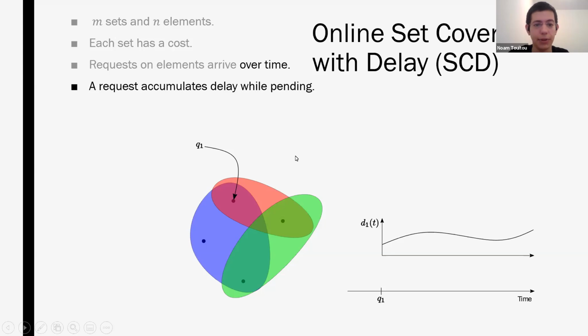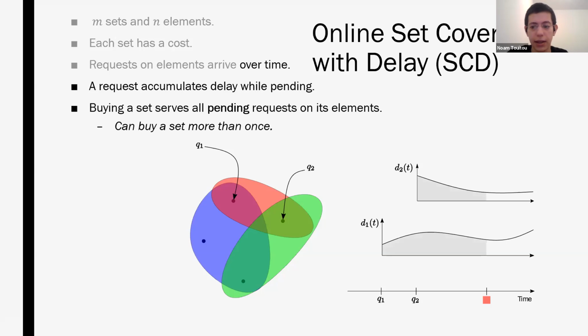So now, for example, Q1, some request, arrived on some element in the universe at this point in time with an associated delay function D1. And now, at some future point in time, another request arrives on another element with its own delay function D2, and at some further point in time in the future, the algorithm chooses to buy the red set, thus serving both Q1 and Q2, which are pending at that time.